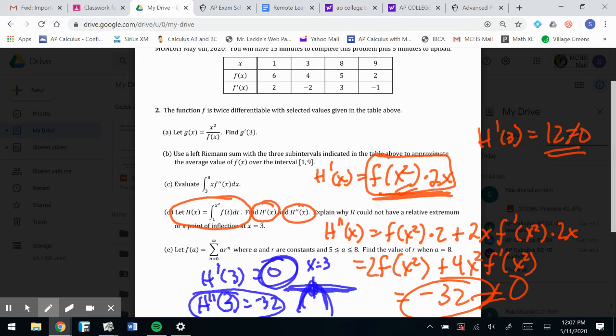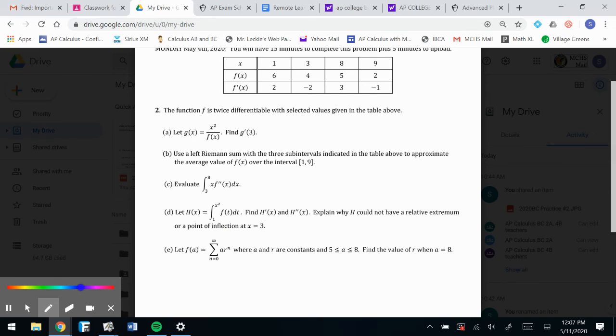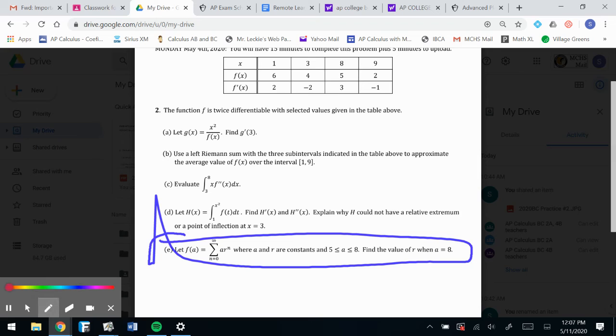Why would it have to be a max? Well, the second derivative is concave down. So if it's concave down at that point, and h prime of 3 is a critical point, which means it equaled 0, then it's got to be a maximum, okay? I think that could easily come up on your AP exam. All right, last but not least, E is a great one because it's a little different, okay?